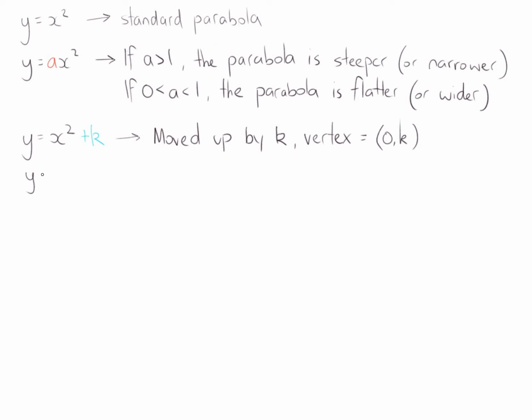Likewise, if we subtracted some value k, this would move our parabola down. Minus 3 would move our parabola down by 3. Minus 10 would move our parabola down by 10. So minus k moves our parabola down by k. And our vertex is 0, negative k.